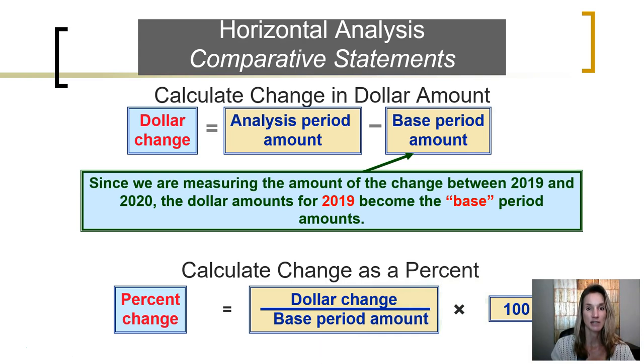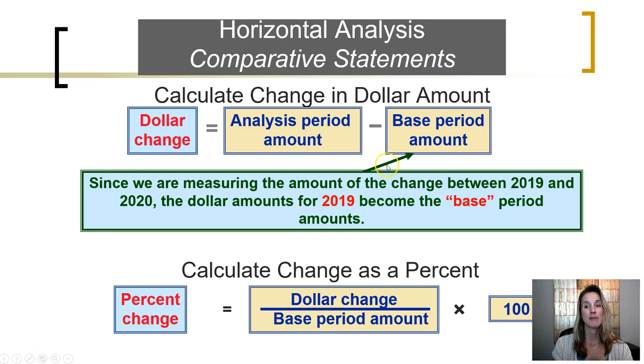First, let's look at horizontal analysis, which is sometimes called comparative statements. This is measuring a change in a financial position across time, from one year to the next. Think of it as a horizontal straight line across. In order to apply it, we calculate a change in the dollar amount. The dollar change is going to be the current period or the analysis period amount minus the base period amount, or the first amount presented.